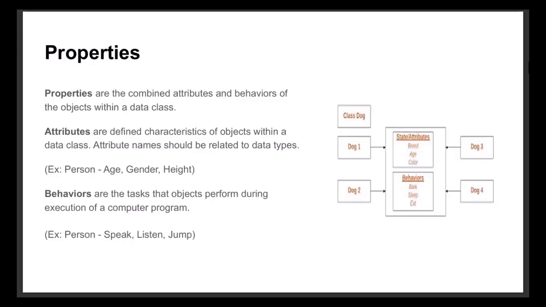Next, we're going to discuss properties. Properties are going to be the attributes and behaviors that we assign to the objects within a class. Attributes will be defined characteristics that allow us to delineate or distinguish each individual object. One example can be creating a class for person. And all of the objects that will be within that class, such as age, gender, height, hair color, and others, would be specific attributes of the defined data class.